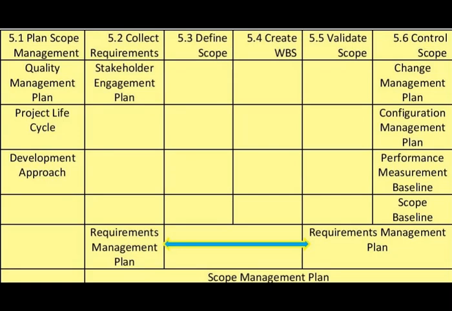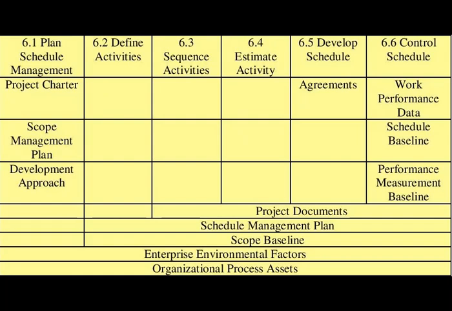Question 28. All of the following are inputs to both identify risks and perform quantitative risk analysis process except: A. Duration estimate, B. Resource requirements, C. Resource calendar, D. Cost estimates. Question 29. All of the following are inputs to the close project process except: A. Accepted deliverables, B. Procurement documentation, C. Business case, D. Work performance reports.